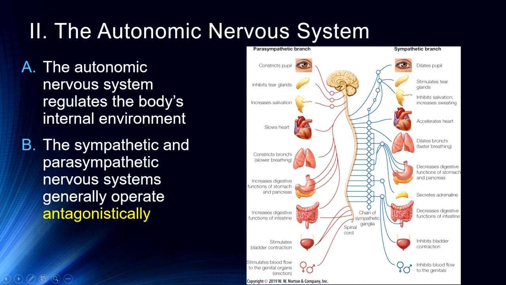It will constrict your pupils, increase salivation, slow your heart rate, constrict your bronchi, increase digestive functions, stimulate bladder contraction, and you'll have blood flow back to your sexual organs. In fact, there are occasions where people have spontaneous erections after a sympathetic nervous system response because the parasympathetic nervous system takes over.